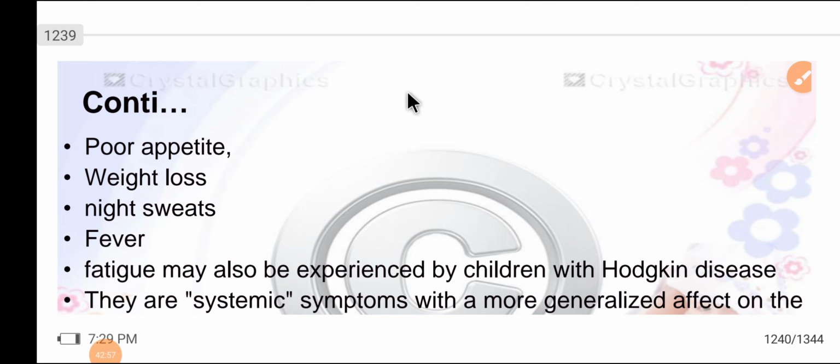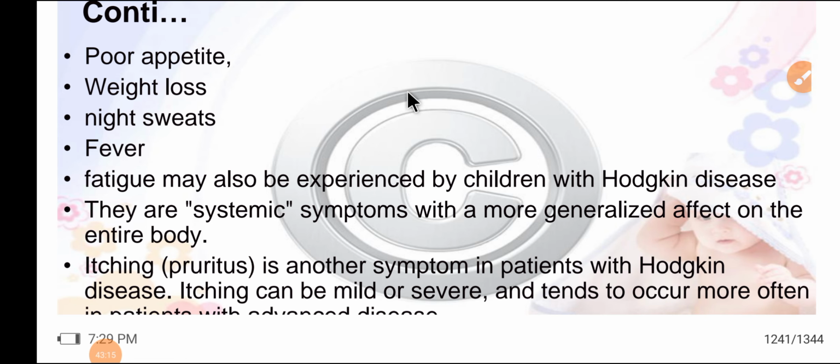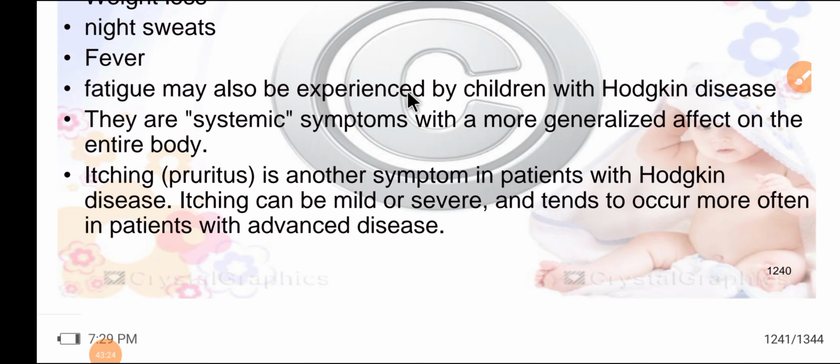Poor appetite, weight loss, night sweats, fever, and fatigue may also be experienced by children with Hodgkin disease. They are systemic symptoms with a more generalized effect on the entire body. Itching, or pruritus, is another symptom in patients with Hodgkin disease. Itching can be mild or severe and tends to occur more often in patients with advanced disease.